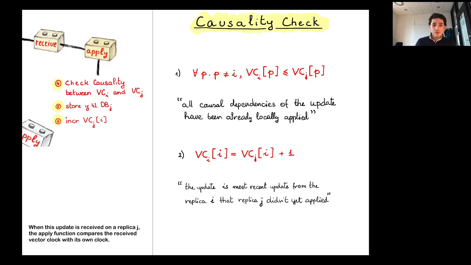Firstly, for any component P different from I, the value of the received vector clock must be not greater than the value of the local clock of the replica J. That ensures that all causal dependencies of the update have already been locally applied on replica J. Secondly, for the ith component of the vector clock, the value of the received vector clock must be just one ahead with respect to the local clock. That ensures that this update is the only update from replica I that replica J didn't yet observe. Thus, if these two conditions are satisfied, the replica J updates the local store and the vector clock accordingly.